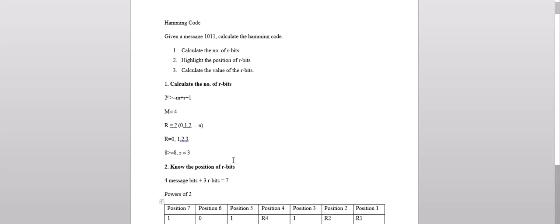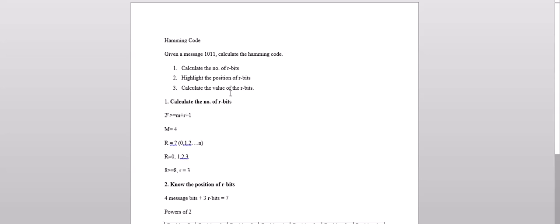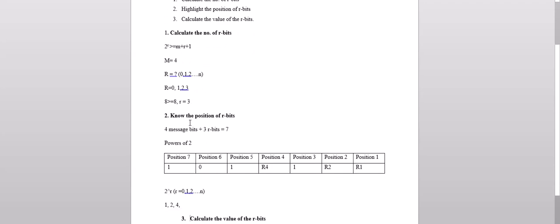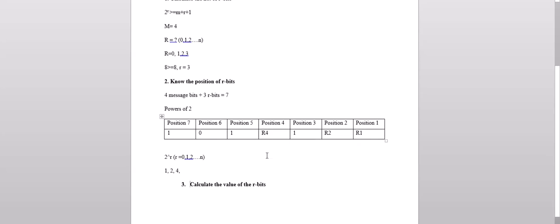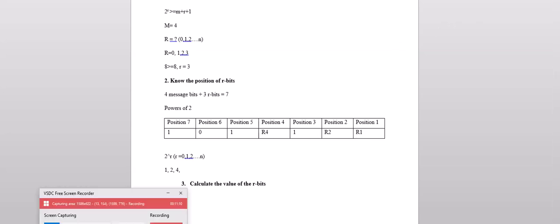Remember, the first step was to calculate the number of redundant bits, which we did using the formula. Then the second step was to know the position of those redundant bits, which we came to know was the powers of 2, and we've articulated and shown it there. So the third step will be to calculate the value of the R bits. What I mean by that is, you can see we have generic identifiers R1, R2, R4, so we need to know their values. Is R1 a 0 or 1? Is R2 a 0 or 1? Is R4 a 0 or 1? So stay tuned. That is what we are going to be doing in the next video.